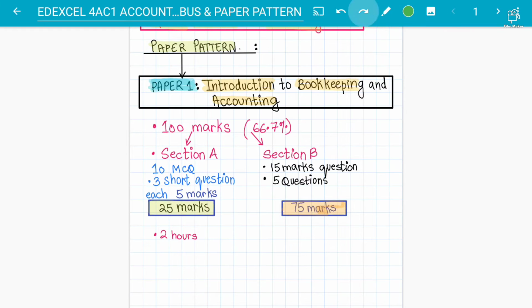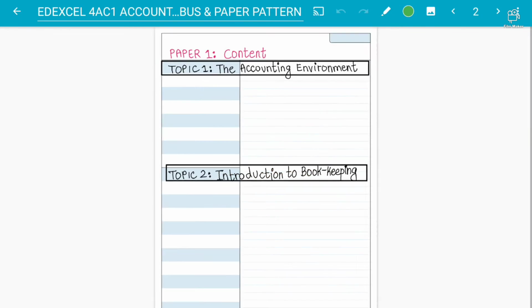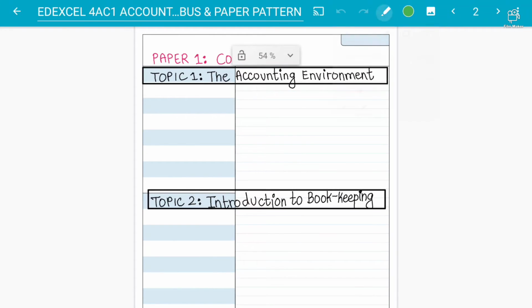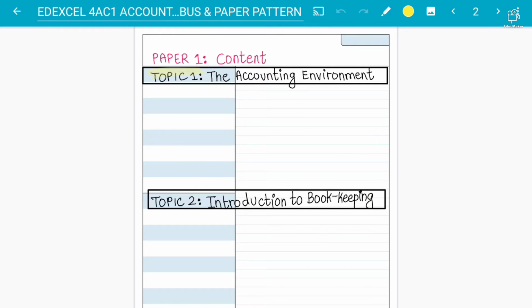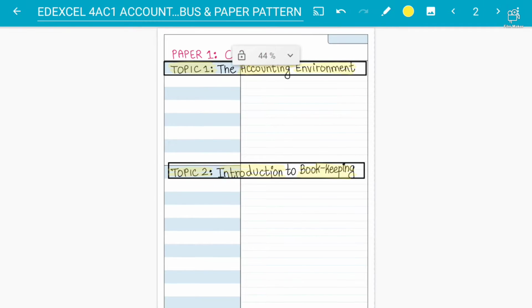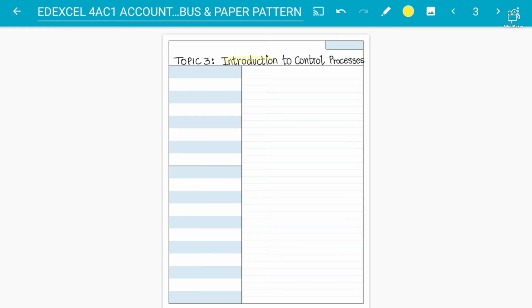They are going to test us on these 3 topics, okay? We'll be discussing them in detail as well, but students need to understand that topic number 1 is accounting environment, okay? Topic number 2 is introduction to bookkeeping. There are a total of 5 topics in this syllabus, okay? Topics number 1, 2 and 3 are tested in paper number 1, okay?